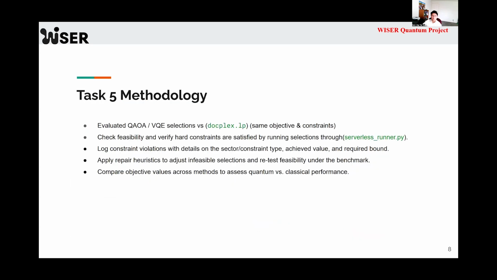For task 5, to compare results, we ran each quantum selection through the benchmark model, checking every hard constraint and logging any violations. If a selection failed, we applied repair heuristics and retested it. Only feasible portfolios were then compared on objective value. These steps ensure that when comparing performances among different quantum and classical approaches, we are comparing apples to apples and not to oranges, for example.